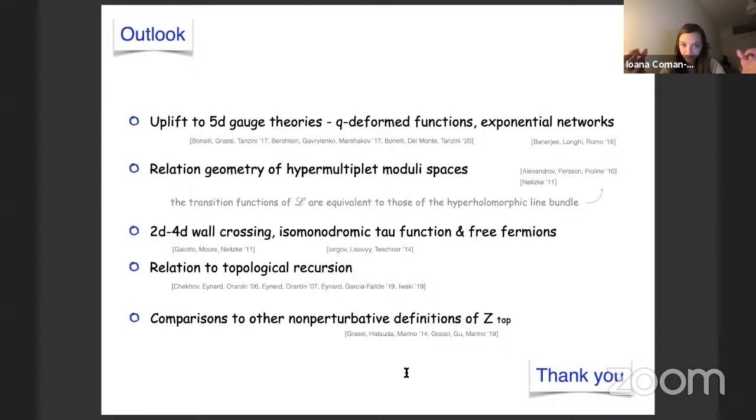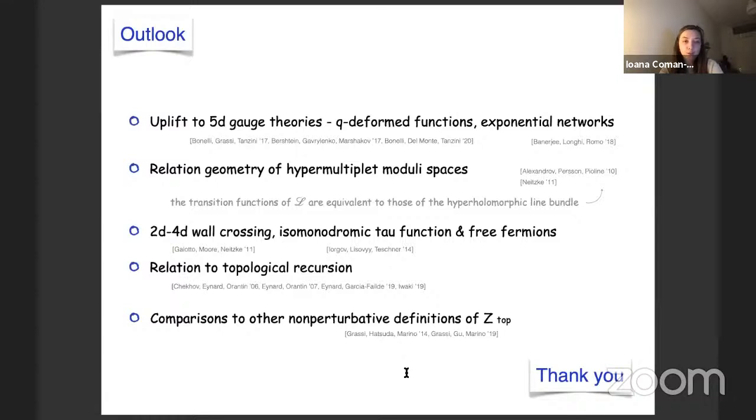So this is one point that would be very interesting to investigate. Now, an expansion of the story is in relation to the 2D, 4D wall crossing that was studied by Gaiotto, Moore and Neitzke. And what I mean here is to see how the picture that I have presented changes when including surface defects that are points on the base curve C.